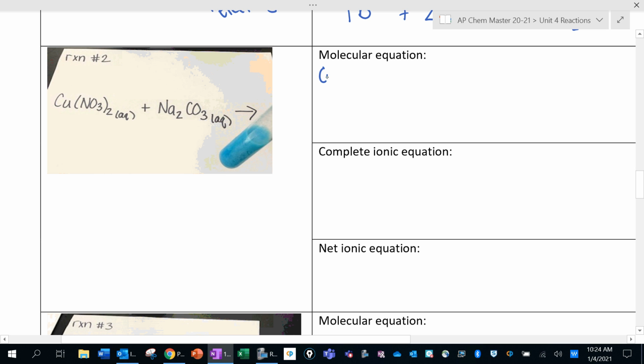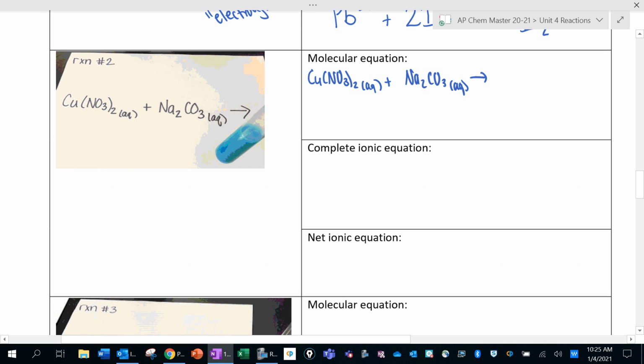So we're mixing together copper nitrate, that's aqueous, and sodium carbonate. And I've got two aqueous compounds. So this looks like they're going to follow this double displacement pattern, which means my sodium and my copper are going to switch places. So my sodium is going to go with the nitrate, and the copper is going to go with the carbonate. So first I decide who goes with who. Then I'm going to look at the charges to figure out the subscripts.